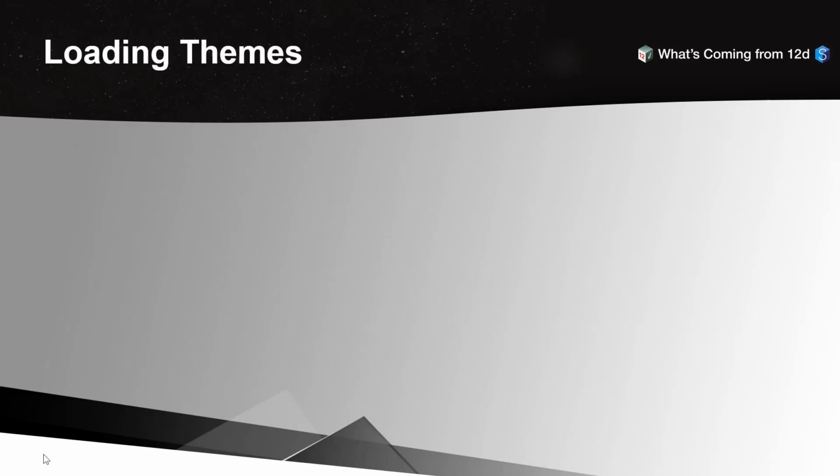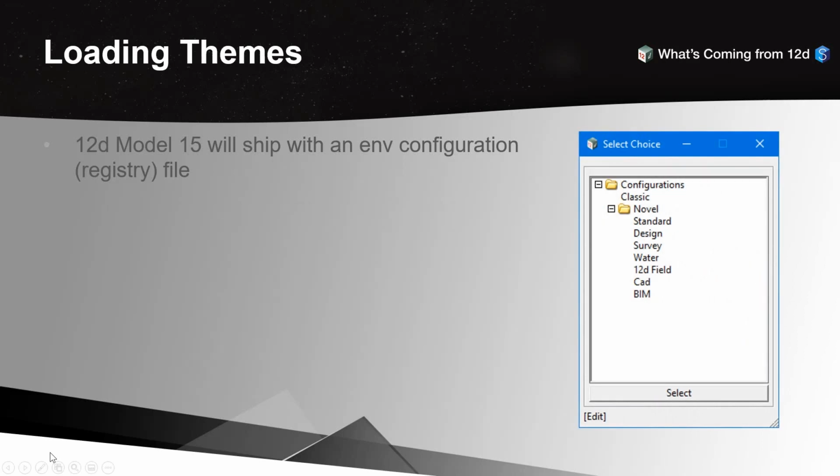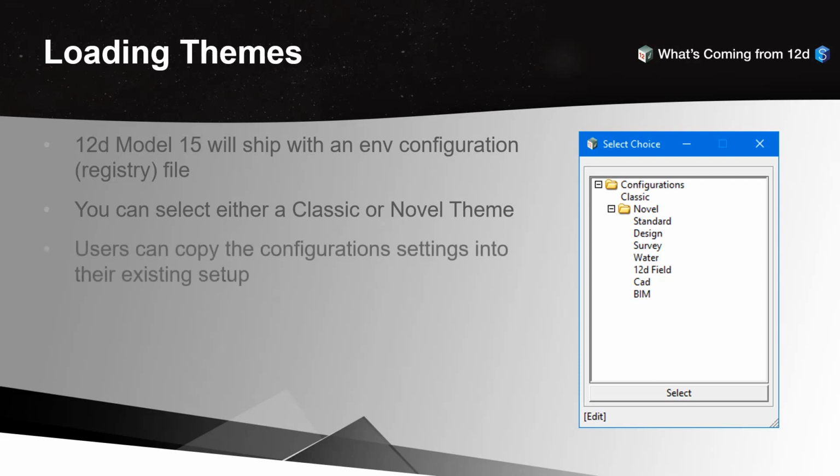So, how are you actually going to load the themes in 12D Model 15? Well, 12D Model 15 will ship with an example env configuration or a registry file for those 12D users who are used to dealing with those. You can select either a classic or a Revell theme. On the screenshot on the right hand side, you can see the classic is right up the top, and the Revell themes, all of those 8 that have been previously discussed, are on the configuration list. So users can copy those configuration settings, there's not many, into their existing setup to be able to utilize and incorporate the themes with their setups.